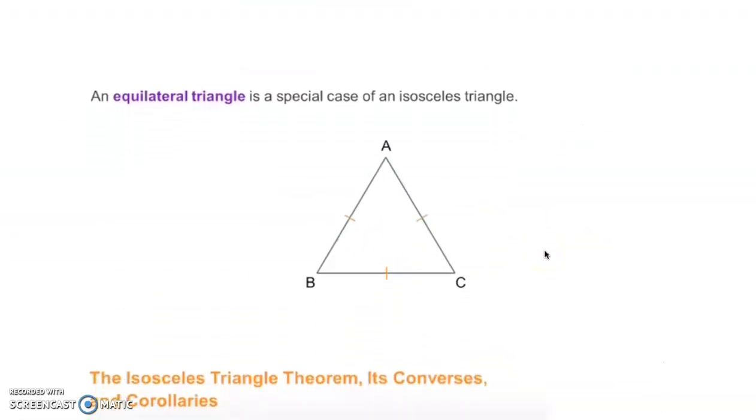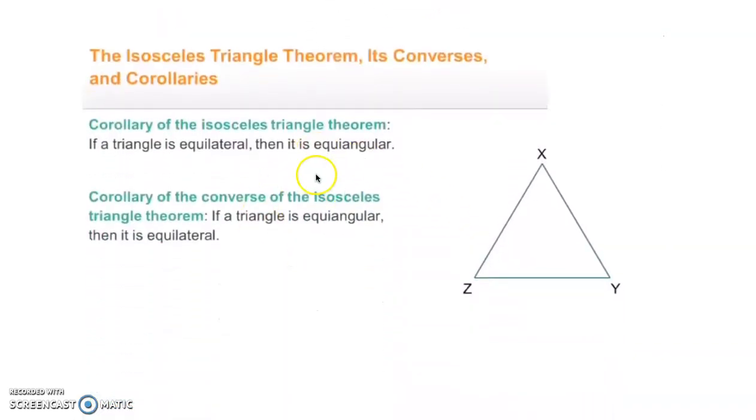So if we take a look at a special case, an equilateral triangle is an isosceles triangle because it has at least two sides congruent, but it's special because all three sides are congruent. So an equilateral triangle is a special case, and so there are two corollaries. The corollary says if it's equilateral, meaning these three sides are congruent, then these three angles are congruent. And the converse is the same: if the angles are congruent, then the sides are congruent. So that shows equilateral triangles are also equiangular.